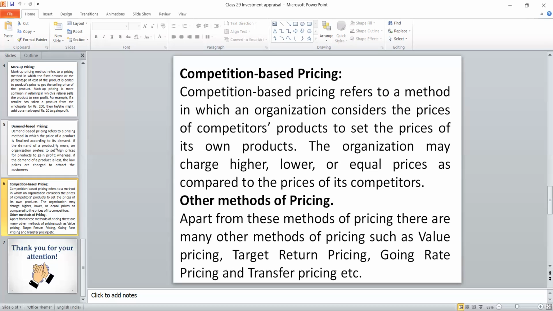The third one is going rate pricing. Already a market price is existing. Those who are doing business in that market will accept that particular price and do the business, irrespective of high profit, low profit, or even loss, because it is a matter of survival in the market. That is called going rate pricing.